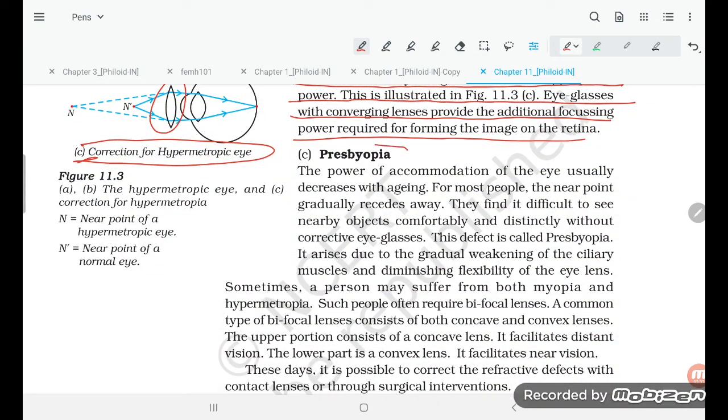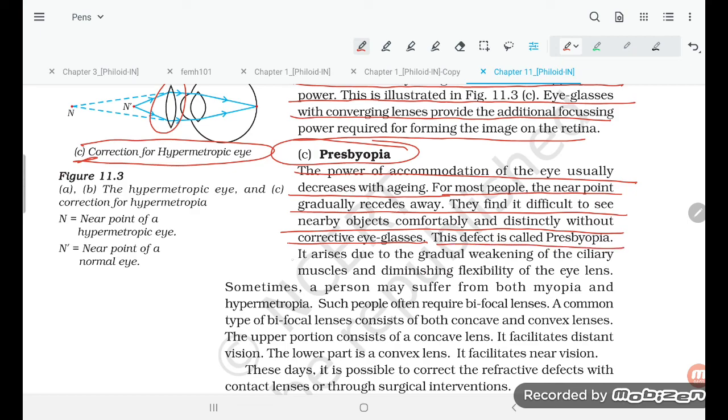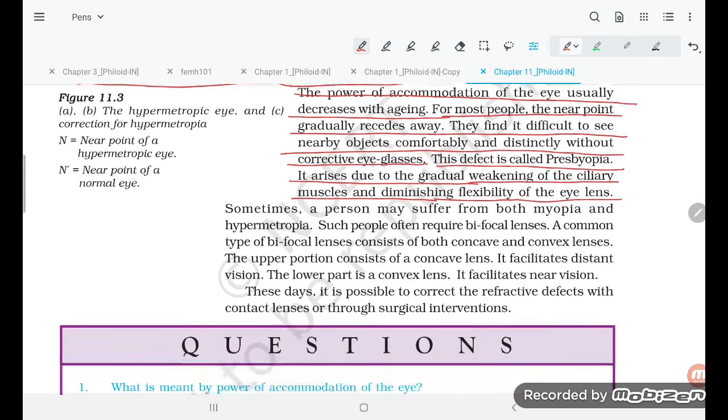Now the next one is presbyopia. The power of accommodation of the eyes usually decreases with aging. For most people, the near point gradually recedes away. They find it difficult to see nearby objects comfortably and distinctly without corrective eyeglasses. This defect is called presbyopia. It arises due to the gradual weakening of the ciliary muscle and diminishing flexibility of the eye lens.